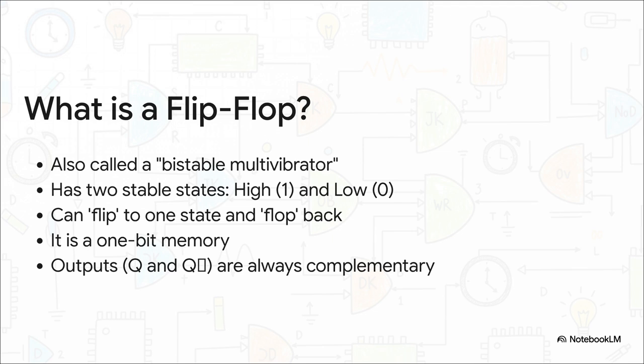It's literally a one-bit memory cell, and here's the golden rule. It has two outputs, Q and its exact opposite, Q bar. They are always complementary. If one is 1, the other one absolutely has to be 0, no exceptions.